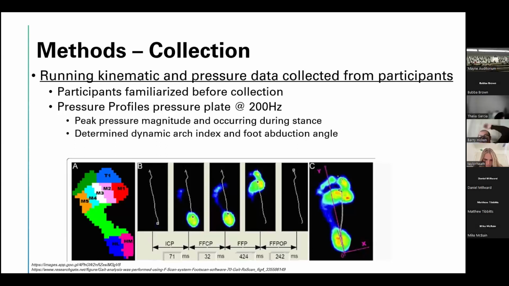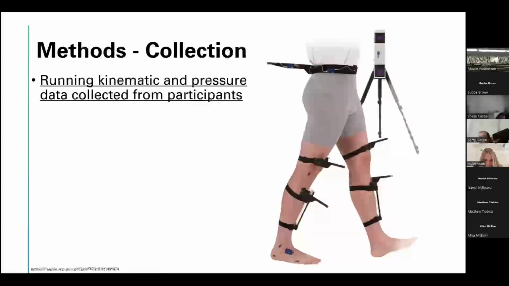This is the actual software that they're using. It's a bit of a black box, but it seems to be able to delineate each of the metatarsals and other relevant components of the foot from there. It was also used to determine dynamic arch index and then general foot abduction angles. They also measured running velocity using photocells simultaneous to the capture. And in order to collect kinematic data, or basically motion data, they use an active motion capture system. This one exactly, I think that's even the same marker set that they're using.